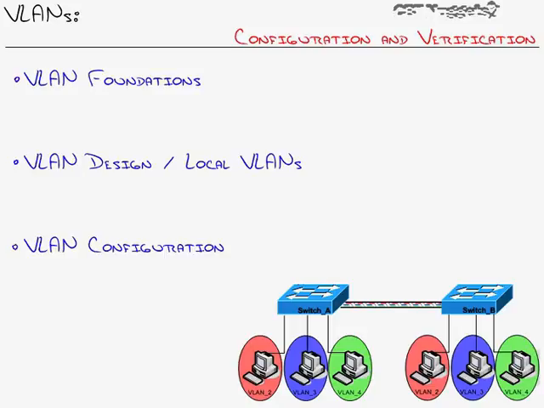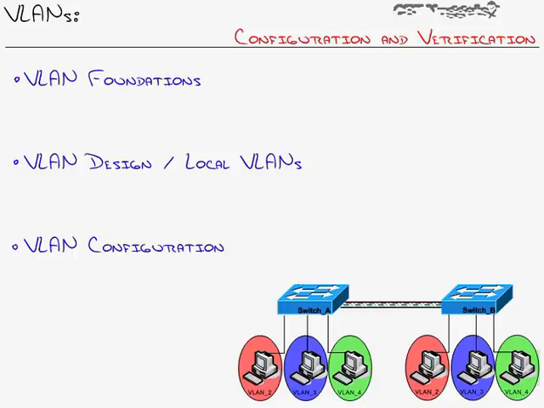VLANs, configuration and verification. Well, we've walked into the first of the major topics of the BCMSN video series, and that is VLANs. These things define the fabric of just about every enterprise network that you can find in the world today. They are the separator that divides a network into multiple broadcast domains.